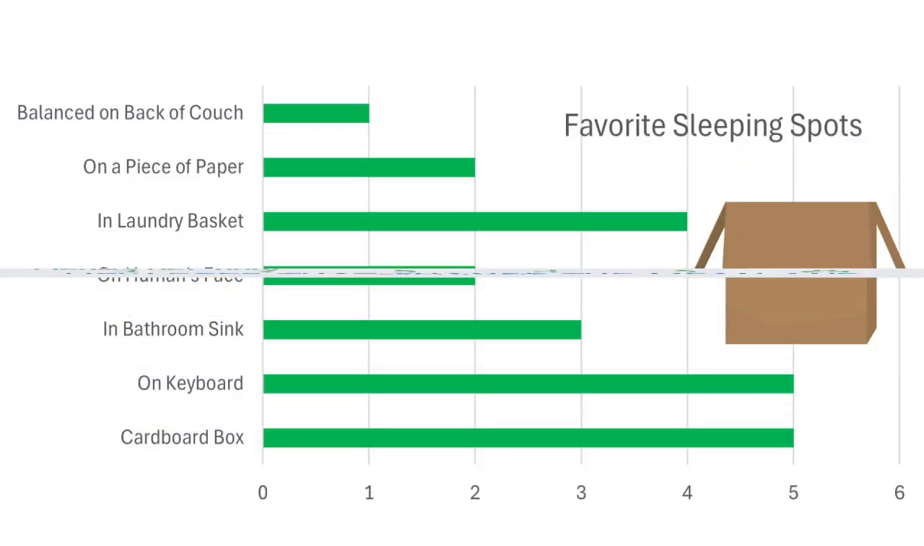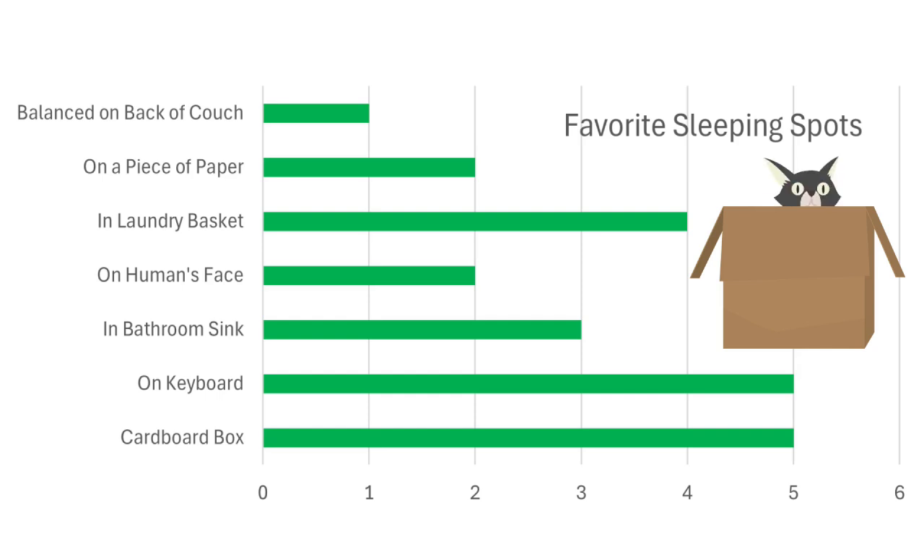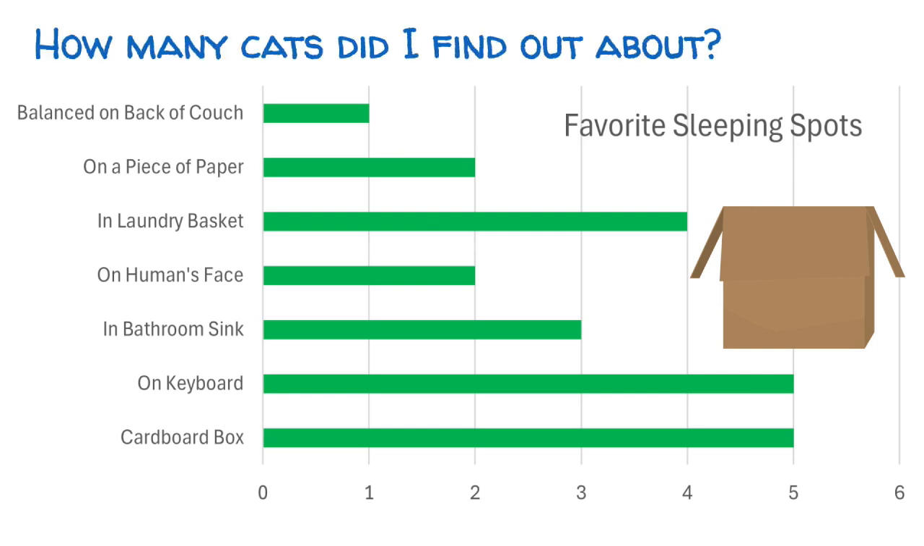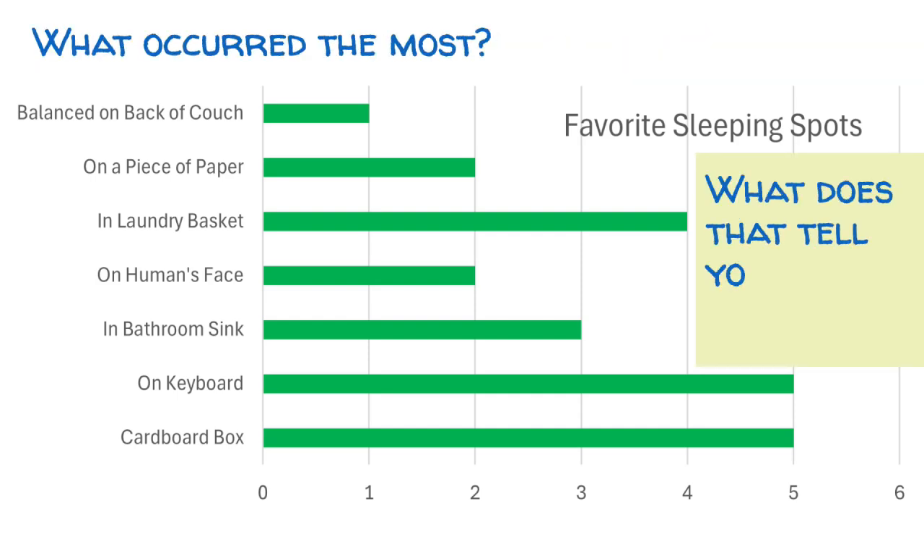I collected some information from all cat owners on my street. Use the bar graph to answer the following questions. What information does this graph tell you? How many cats did I find out about? What occurred the most? What does that information tell you?